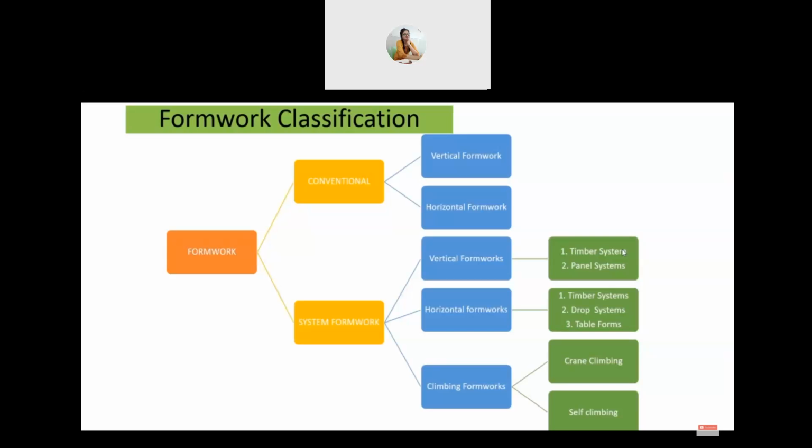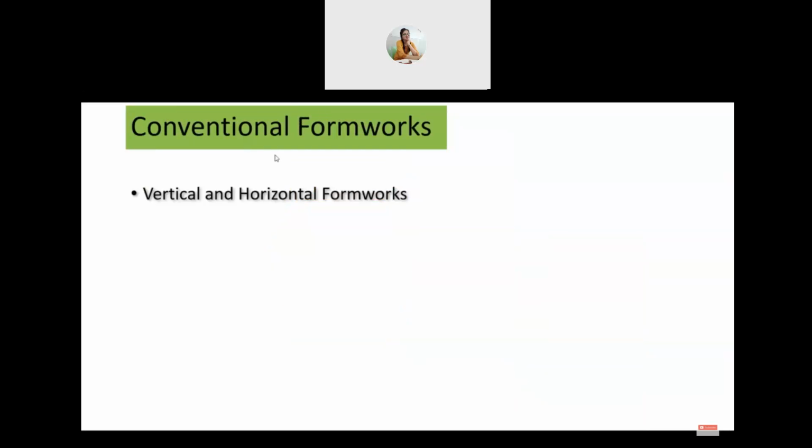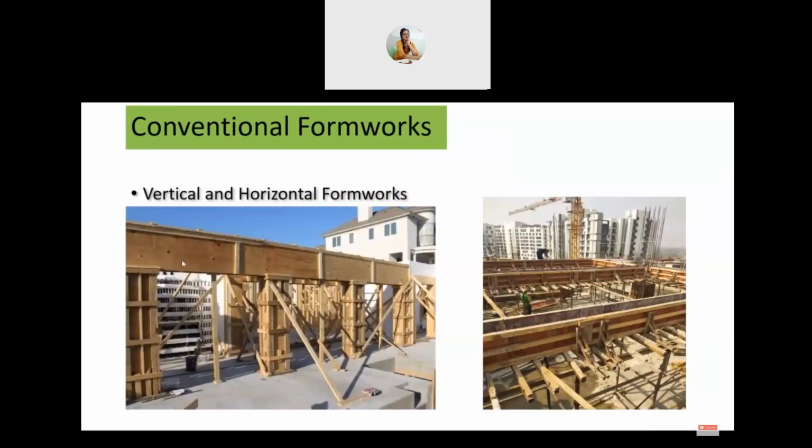Conventional formworks, I told, are vertical and horizontal formworks. You can see conventional means they are fully wooden. Sometimes they will use some metallic components also. So this is very simple but a very time-taking procedure, and it is much cheaper than the other. You would have seen this in sites. Most of the small sites use conventional formworks only because it's very cheap for them, right? Okay, you understood the vertical and horizontal. It's simple, there is no need to understand more.